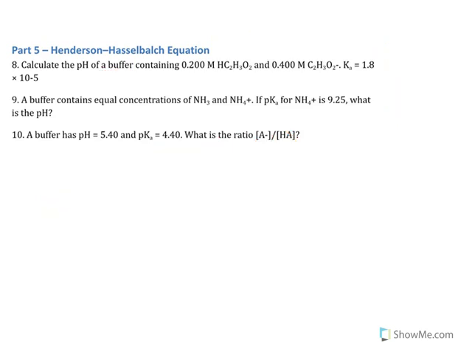Number 9 is looking pretty similar. A buffer has equal concentrations of NH3, which is a weak base, and NH4 plus, which is its conjugate acid. The pKa of the conjugate acid is 9.25. What's the pH? Well, if it has equal concentrations, then pH has to equal pKa.